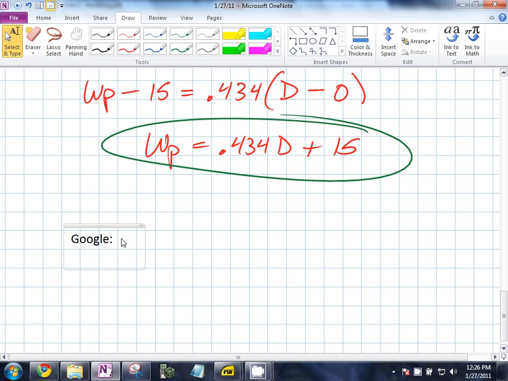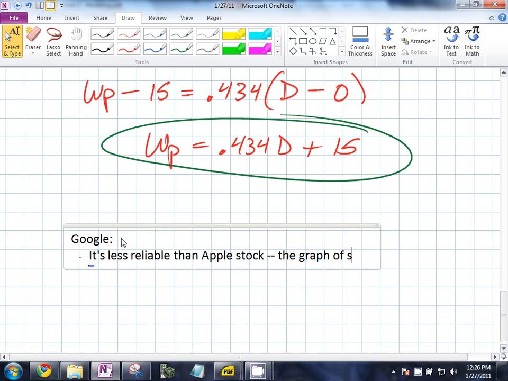It's less reliable than Apple. Apple stock. What do you mean by that? The graph of stock price over time is more erratic, so it goes down more than the graph for Apple. Great. Okay. Somebody have something else about Google stock?